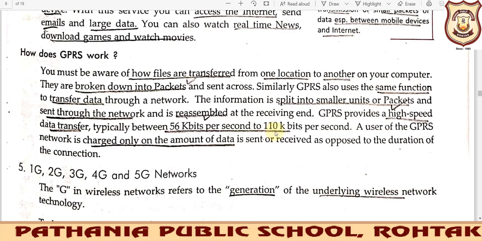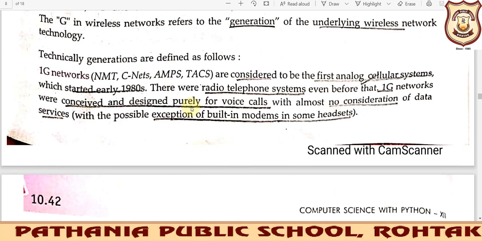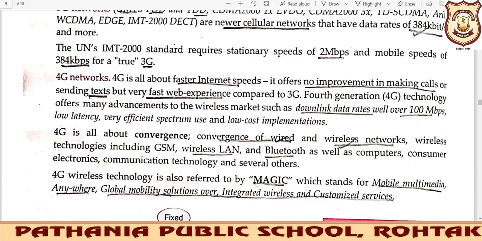Fine. Next come the 1G, 2G, 3G, 4G and 5G networks. This is better explained in tabular form on the next page, so I am taking it from there only.